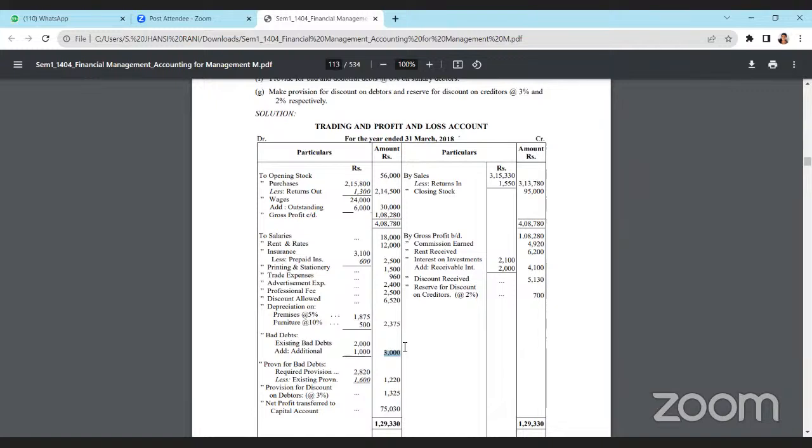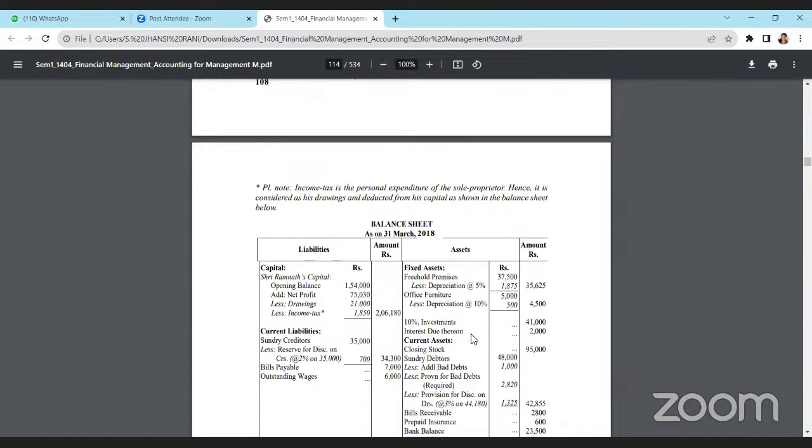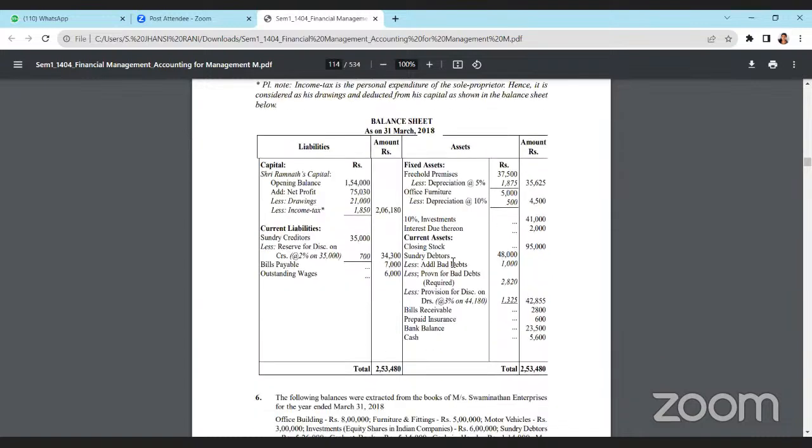Bad debts are coming because of what? Bad debts are arising because of credit sales. Credit sales means debtors. So this extra 1,000, I will deduct it from debtors. You can just look at here. Sundry debtors, additional bad debts, 1,000.